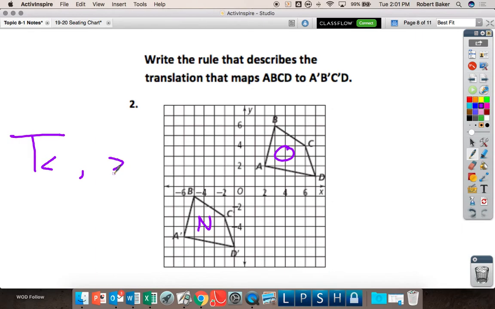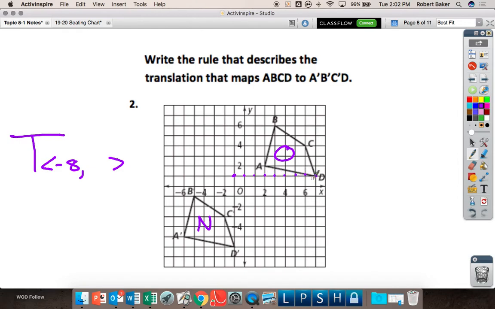I'm going to count from D because I'm special. 1, 2, 3, 4, 5, 6, 7, 8. Does that line up with D? Yes. 8. So I went 8 to the left, which is negative. Negative 8.